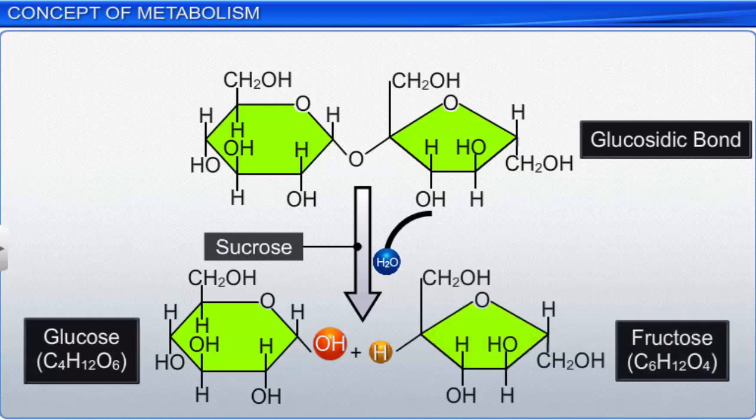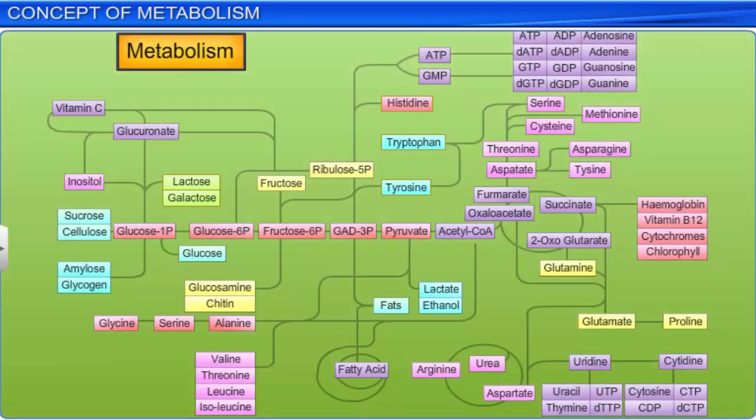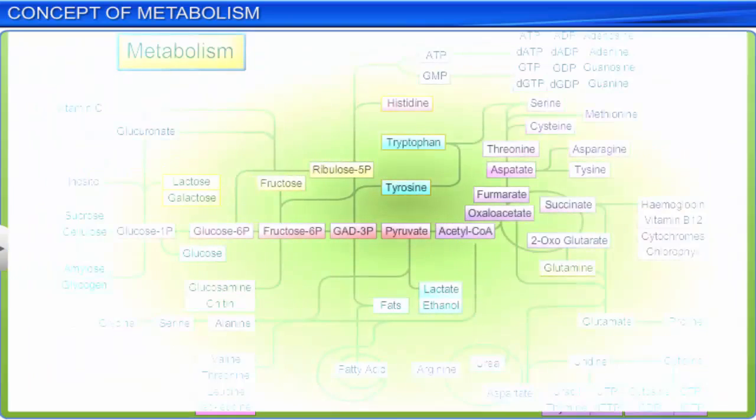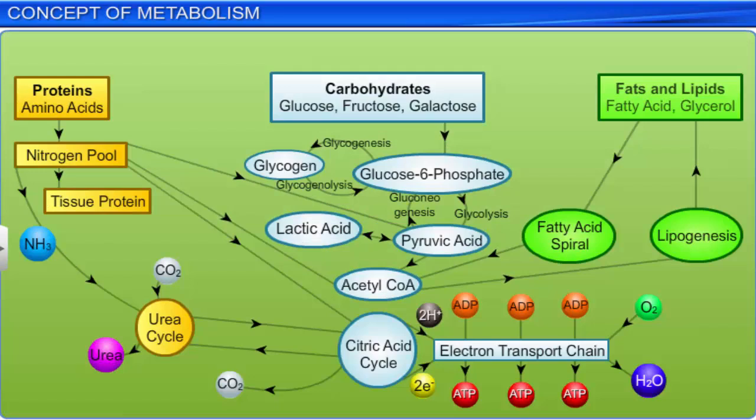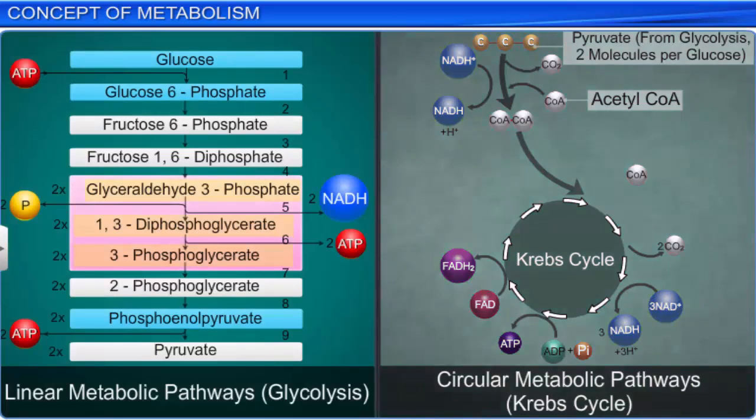Most of these reactions do not occur in isolation and are usually linked to other reactions. In fact, the series of linked chemical reactions that transforms biomolecules is called metabolic pathways. These pathways take a specific path and include specific biomolecules. They can be either linear, as in the process of glycolysis, or circular, as in the Krebs cycle.